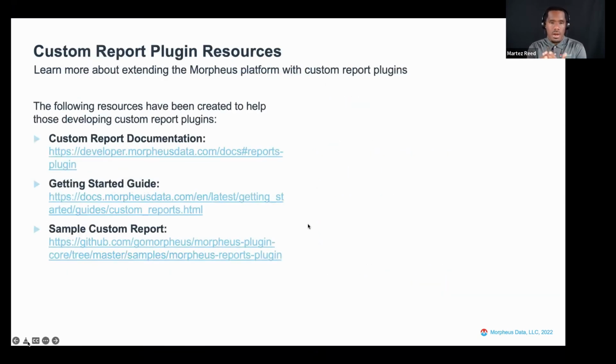So there are a number of resources available for custom report plugins. As I mentioned, there are some of the references we looked at in developer.morpheusdata.com for reports plugins. There is a getting started guide in the docs that you can search for custom reports, and it'll pull back that information. And then finally, in the GitHub repository that we looked at in reference, we saw that there was a sample custom report that we could take a look at and build and develop on.